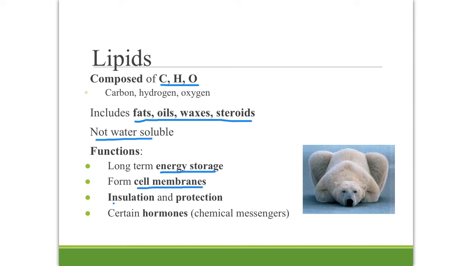Lipids provide insulation and protection to many parts of the body in larger animals. You have fat behind your eyeballs, for example, to help provide some soft cushioning in case your head gets shaken around. And certain hormones, which are chemical messengers inside the body, are lipid-based. And so in order to make the hormones, the lipids are needed.